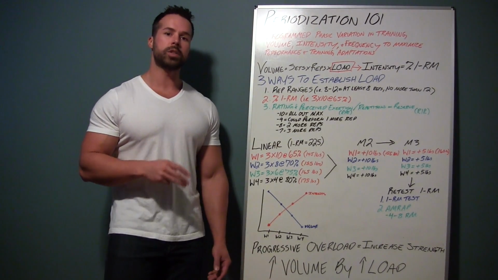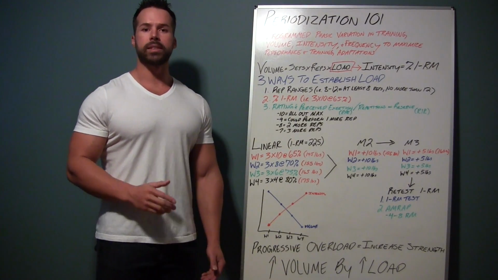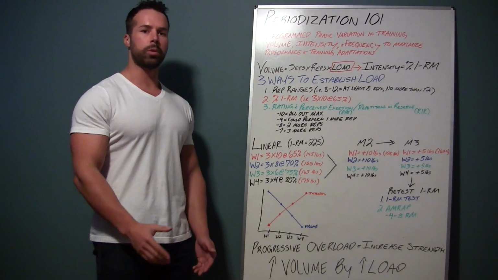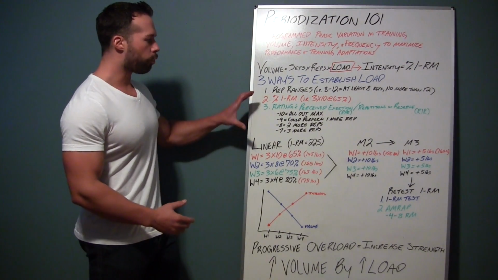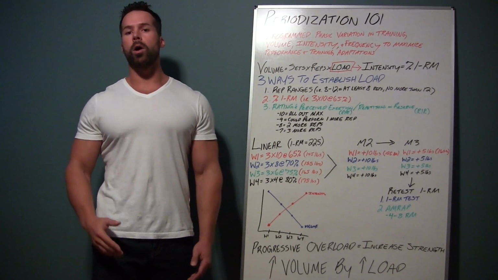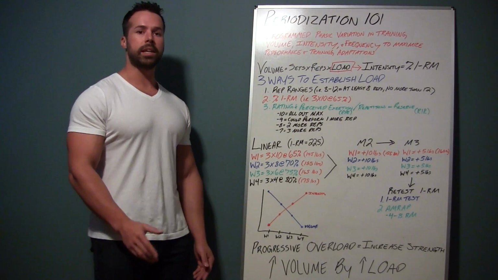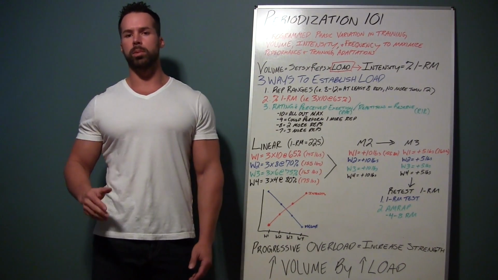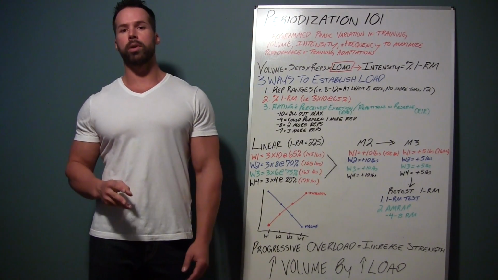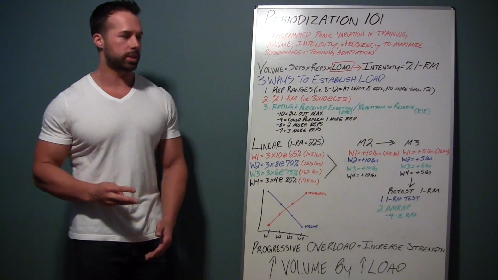The third way is by using a rating of perceived exertion, or an RPE scale, based on repetitions in reserve, or the number of repetitions you could still complete with that weight. A quick overview of the RPE scale: an RPE of 10 would be an all-out set, meaning you can't perform any more reps. An RPE of 9 would mean you could have completed 1 more rep with that weight. An RPE of 8 would mean you could complete 2 more reps, and an RPE of 7 means you could have completed 3 more reps.